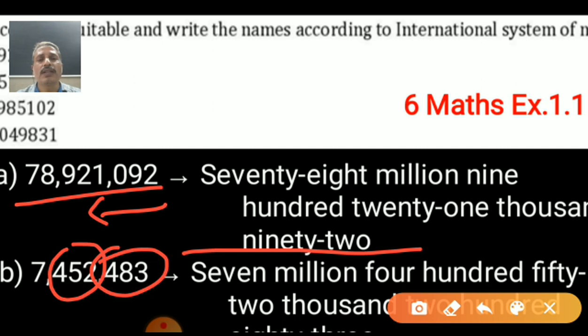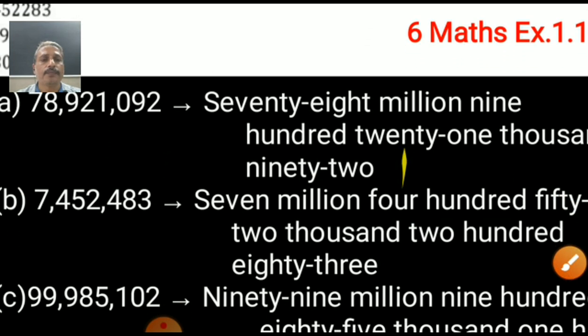Then after 3 number and whatever is left, 1 or 2. 3 का group बनाओ बेटा. All of you, easy. And there are 6 numbers, that means a million. So what the million place, student? This is the million place. 7 million. What is the place of thousand? This is the 452,000. And what is here? 483. Isn't it?